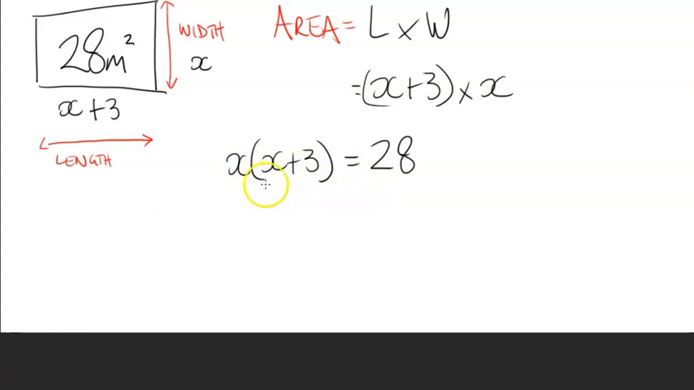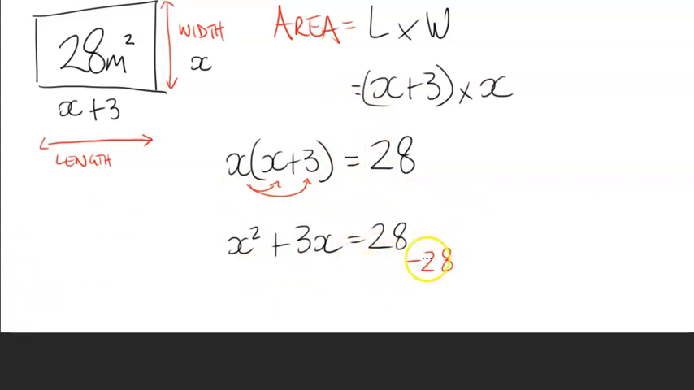Okay, let's expand this out. So we want to get rid of these brackets. Using the distributive law, the x gets multiplied with the x. That's where we get an x squared. So here's the quadratic nature of the question. x times 3 is plus 3x, and this is equal to 28. So that's our first step. Now we want to make this equal to 0 in order for us to solve for x. In order to do that, I want to take away 28 on both sides.